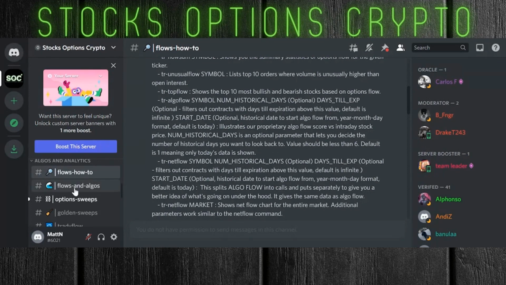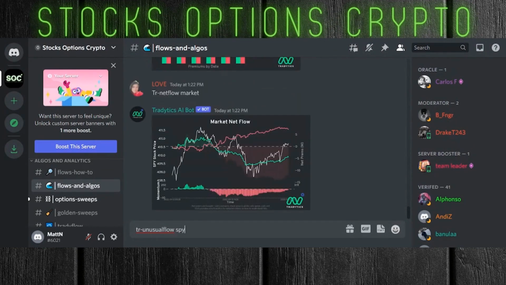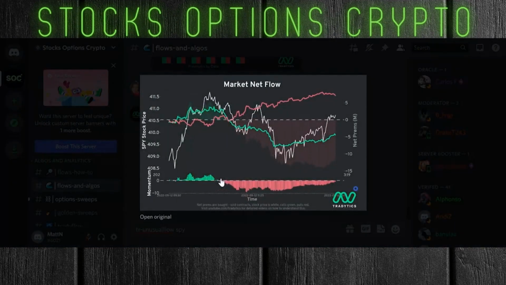We're going to go down to our flows and algo room. We're going to type in TR, then unusual, and then the SPY. Love is using it right there. She just used TR net flow market. So it's another one telling you the flow of the market. So let's pull that one up real quick. Now you can see the puts are going up here. The stock price is in white. The green are the calls. So you can see where the action is right now.